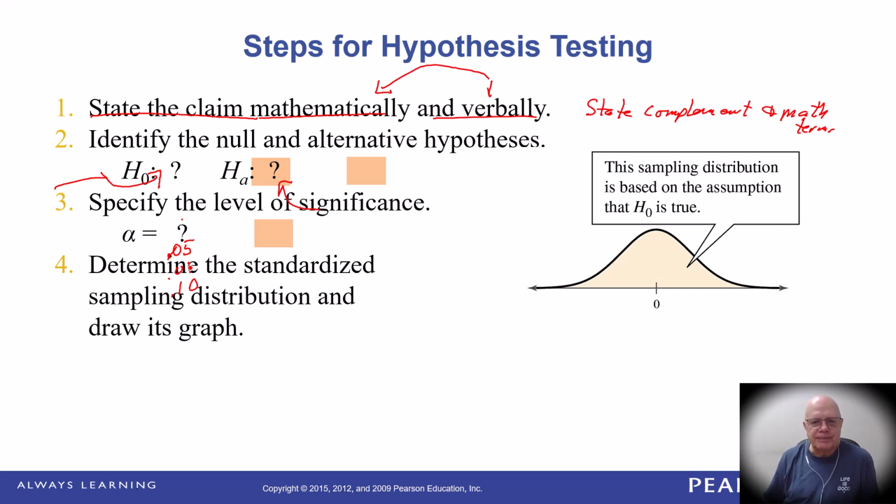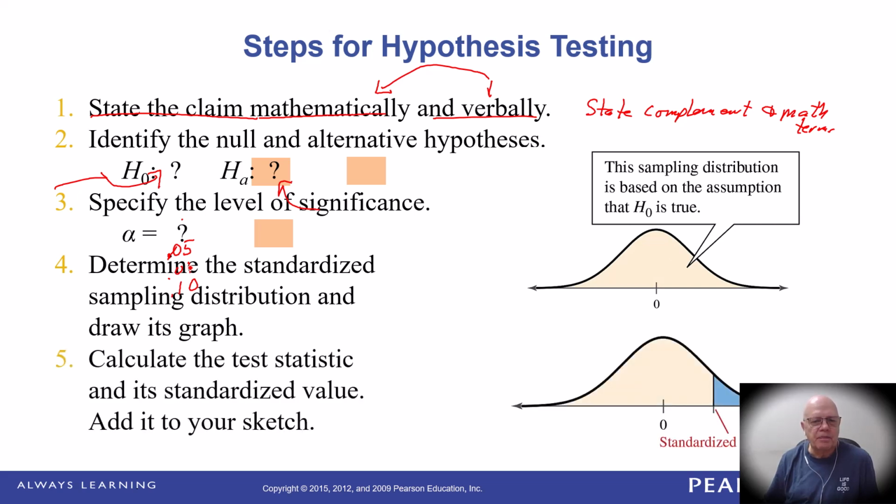Draw a picture. Once you draw the picture, where is the rejection region? What kind of a test do we have? Right-tailed, two-tailed, or left-tailed?